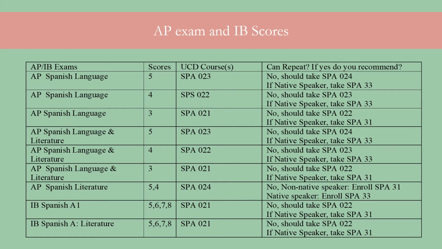I included a table of AP and IB scores and how they translate. So for example, the AP Spanish language score of 5 is equivalent to our UC Davis Spanish 23. So it's equivalent to it, which means that you would take Spanish 24.